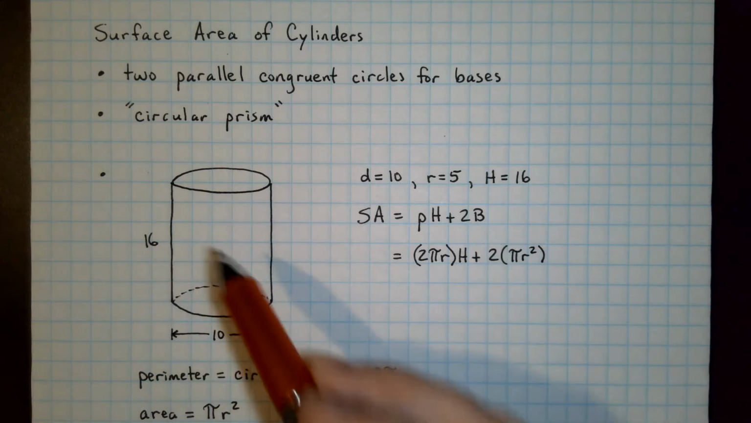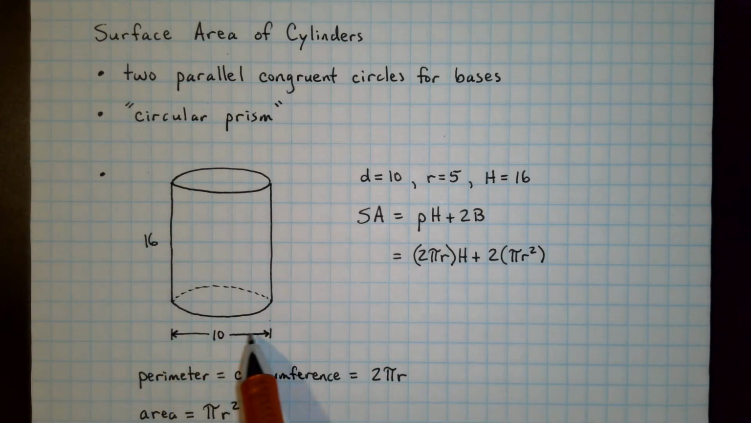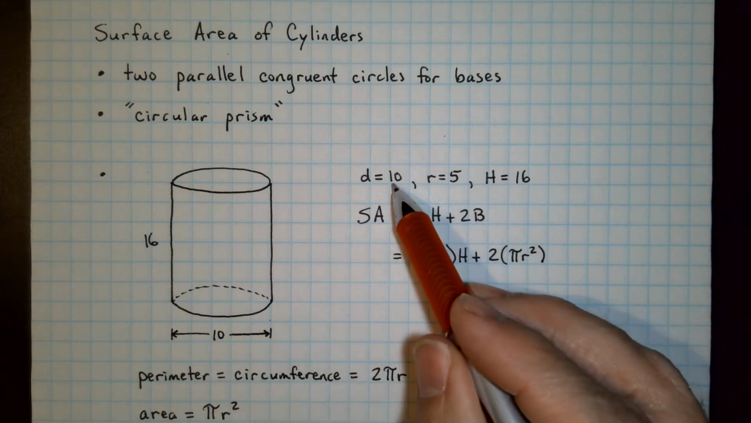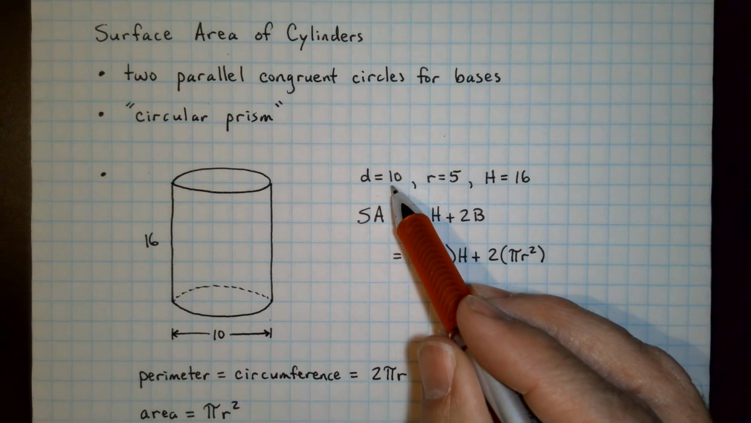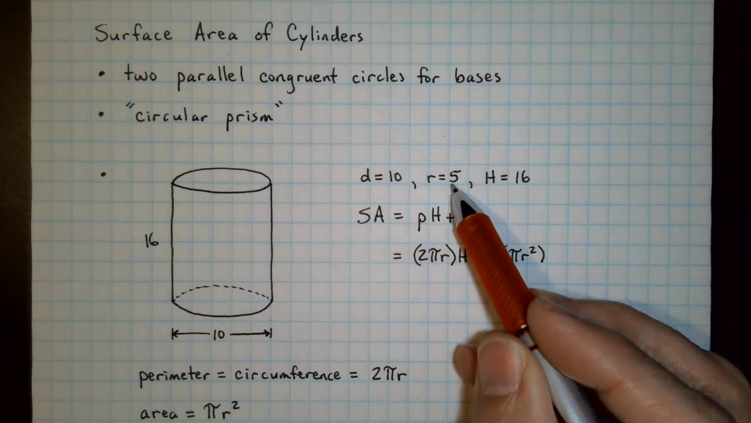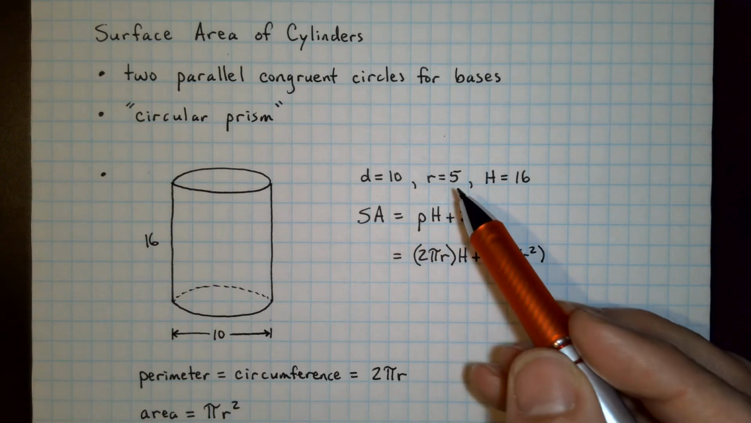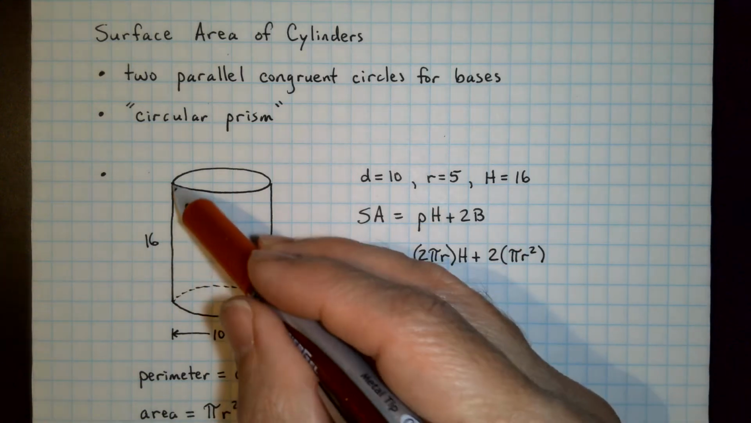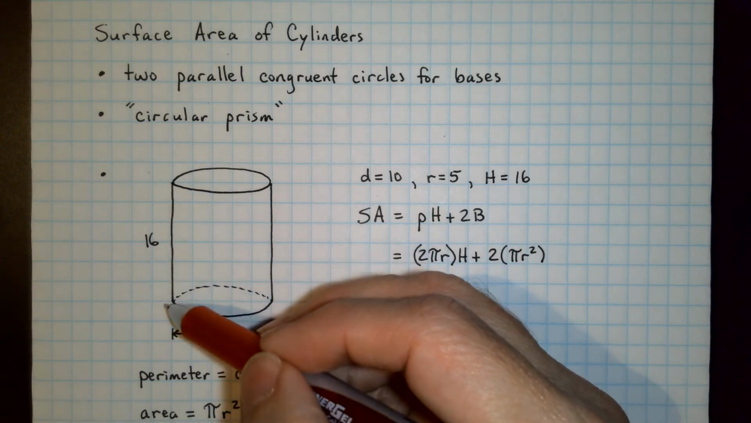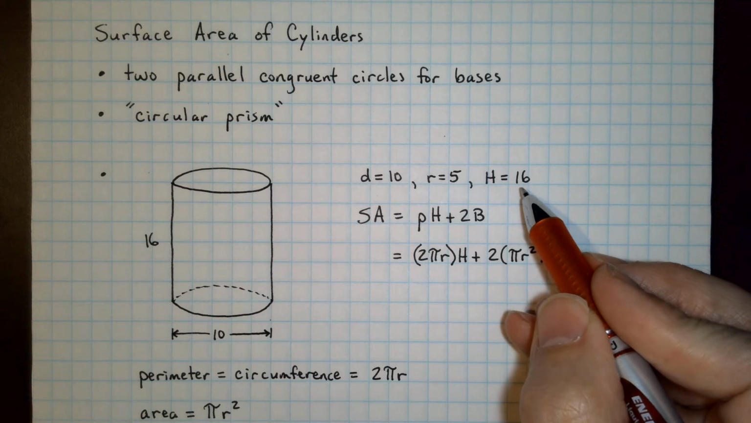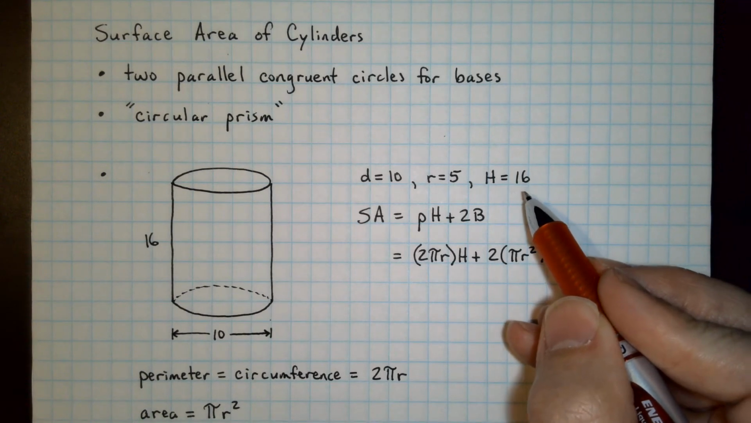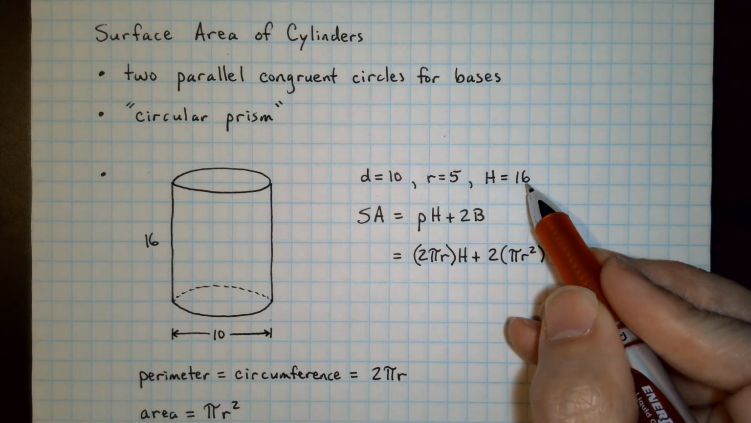In this diagram, we see the distance all the way across this circle as 10. So the diameter is 10. The radius is always half of that, so the radius is 5. And the distance between the circular bases here is 16. So the height of our circular prism or cylinder is 16.